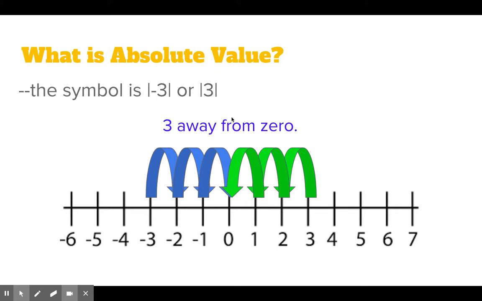And here's how it looks. The symbol is like two straight lines going up and down. I kind of think of it as a car wash where if you pulled in with a clean car, it would come out clean. If you pulled in with a dirty car, it would come out clean. So you can also think of it that way, that the numbers get rid of their negative signs, they clean up. But it's still 3 away from zero, but on paper you might see this written with the two lines.